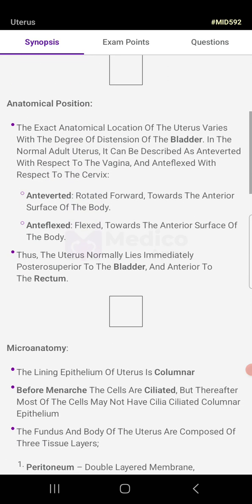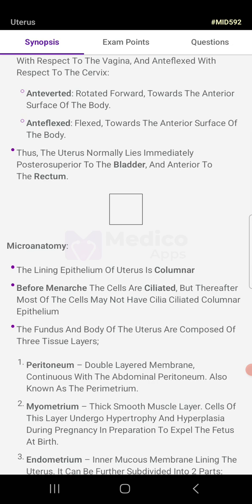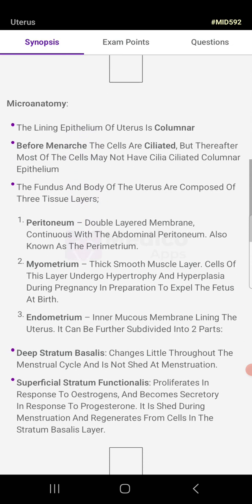Anatomical position. The exact anatomical position of the uterus varies with the degree of distension of the bladder. In the normal adult, the uterus can be described as anteverted with respect to the vagina and anteflexed with respect to the cervix. Anteverted means rotated forward towards the anterior surface of the body. Anteflexed means flexed towards the anterior surface of the body. Thus, the uterus normally lies immediately posterior and superior to the bladder and anterior to the rectum.